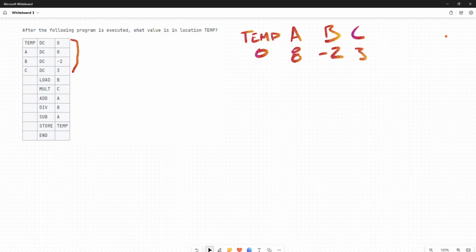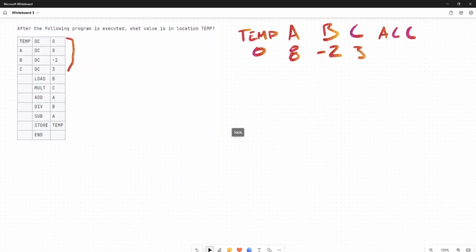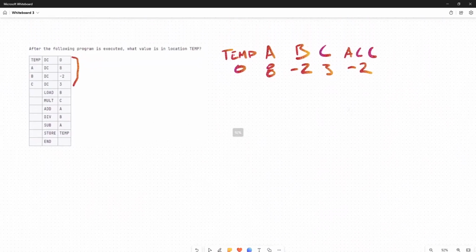-2, 3. This might seem trivial for a problem like this, but it's important to note that these problems will increase in scope a lot often, and so we want to stay organized at all levels of problem solving. We'll also put a column here for the accumulator. The first thing we're going to do is load B into the accumulator. Then we're going to multiply it by C. So I'll do that on another line of this table, and then the accumulator will become -6.